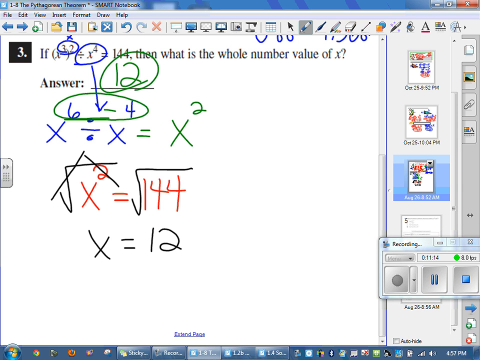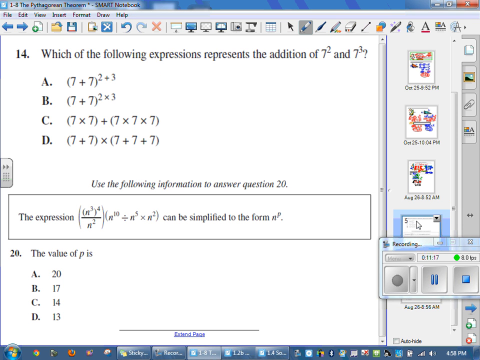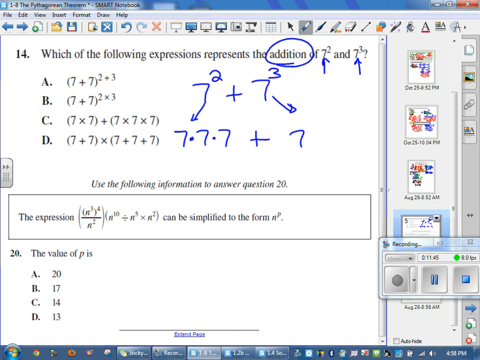Question 14, again we need to use our exponent laws. It says we want to add 7 squared and 7 cubed. Well, we cannot use our exponent laws when we add. So what I need to do is see how they're written in repeated multiplication. So I've got 7 squared plus 7 cubed. When I expand these, that's going to give me 7 times 7 times 7 plus this guy gives me 7 times 7 times 7. Oops, on the left I only have 2 of them.